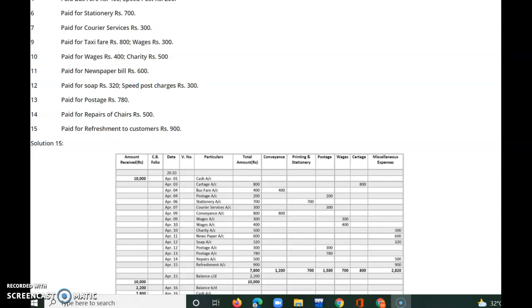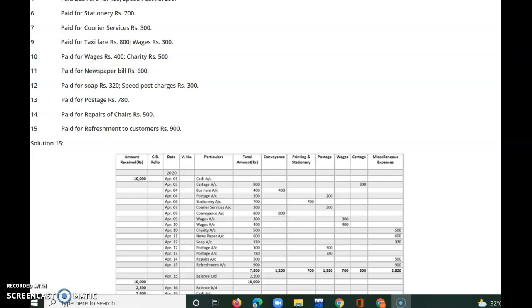Also here in the total amount column, 600. Then paid for soap, 320. Again, 320 may be treated as miscellaneous expenses because soap may not have any independent expenses account. So you write here soap 320 in the total amount column and 320 in the miscellaneous expenses column.